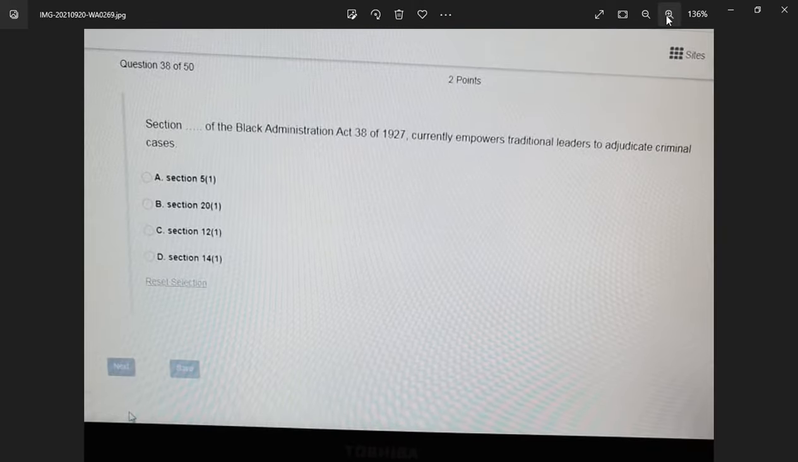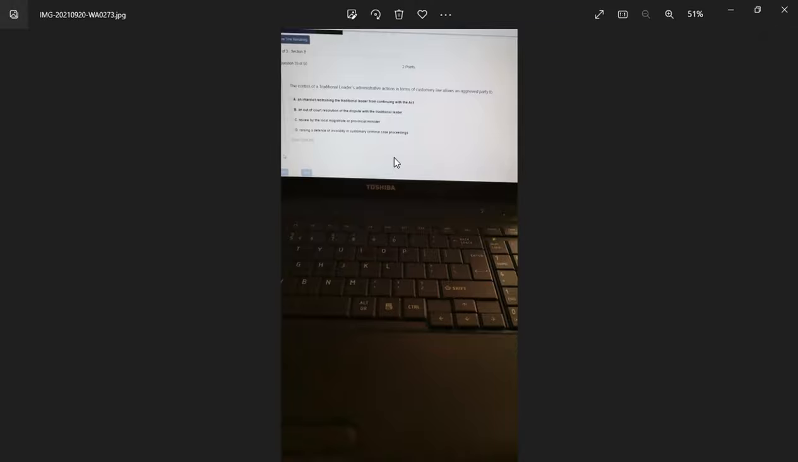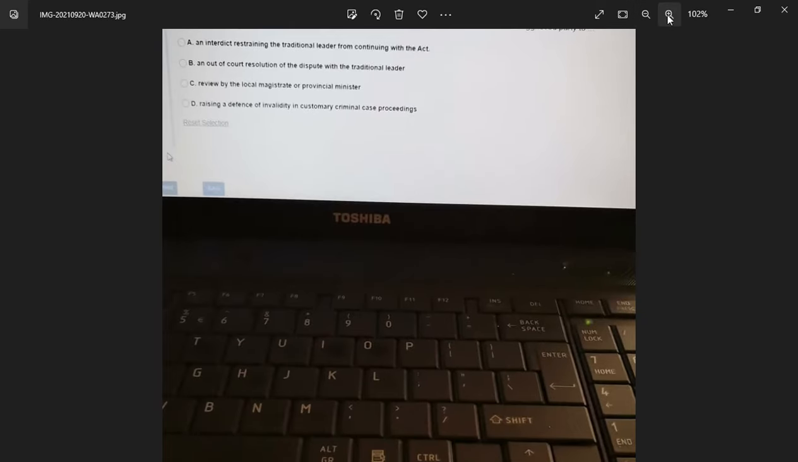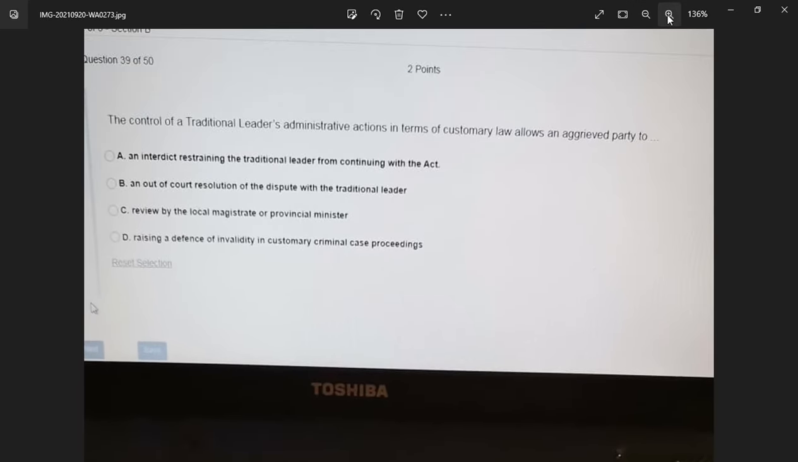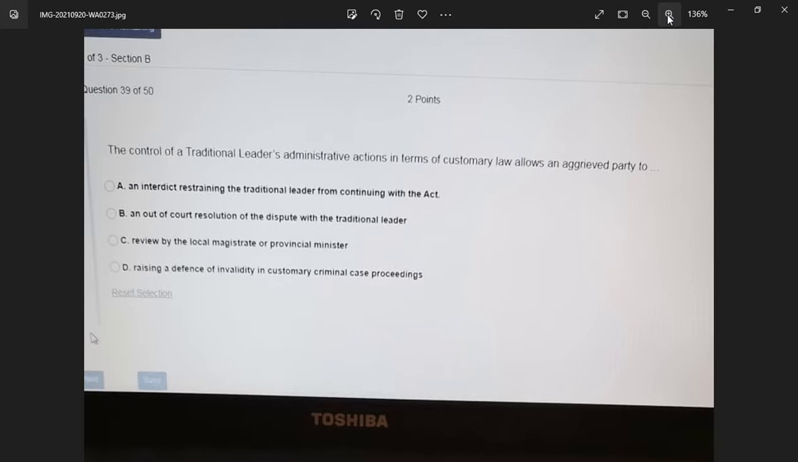Section of the Black Administration Act of 1927 currently empowers traditional leaders to adjudicate criminal cases. The other question was about civil cases, so this one is about criminal cases. You pause the video, you look for the answer, then you jump on to the next one. It's going to be simple, you guys. We are sacrificing. I'm also sacrificing for you to pass. The control of a traditional leader's administrative actions in terms of customary law allows an aggrieved party to.